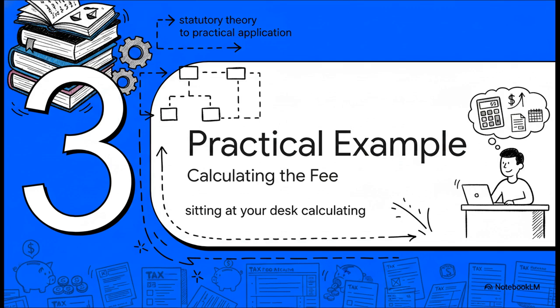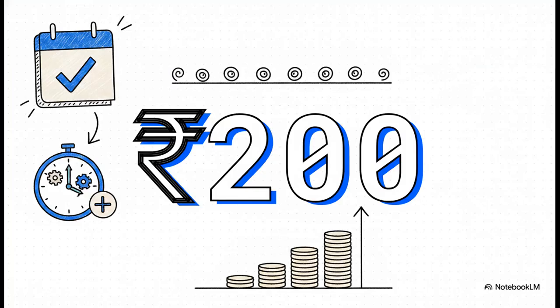It's time to see how this theory plays out in reality. Before we run any calculations, I really want to emphasize this number, 200 rupees. This is the exact daily quantum of the penalty. For all your accounting prep, just remember that the clock starts ticking the very day after the deadline, tacking on 200 rupees every 24 hours until the default is fully cured.